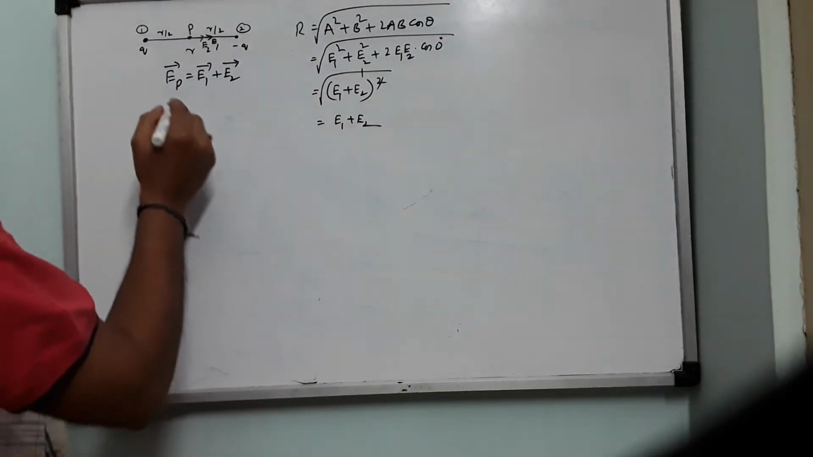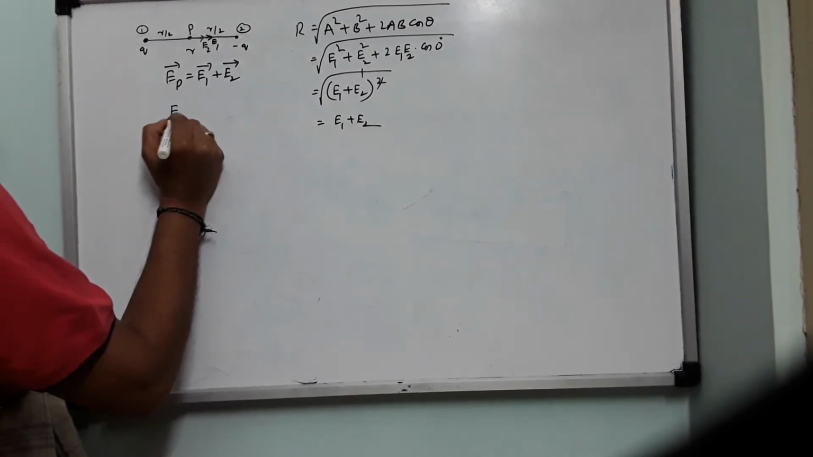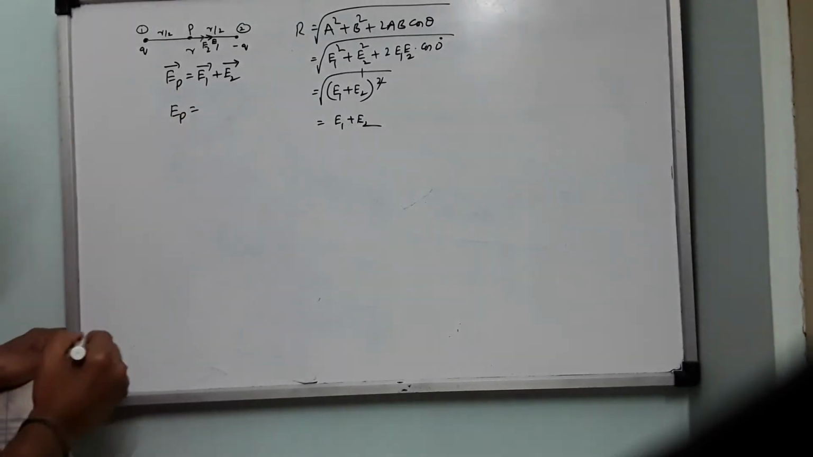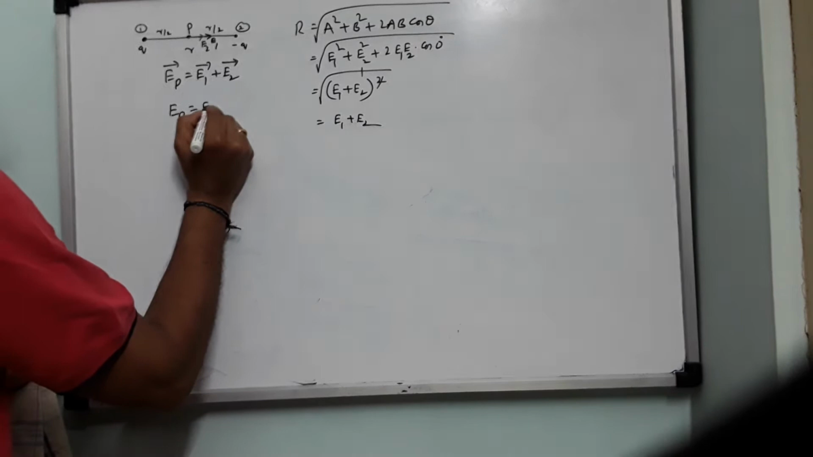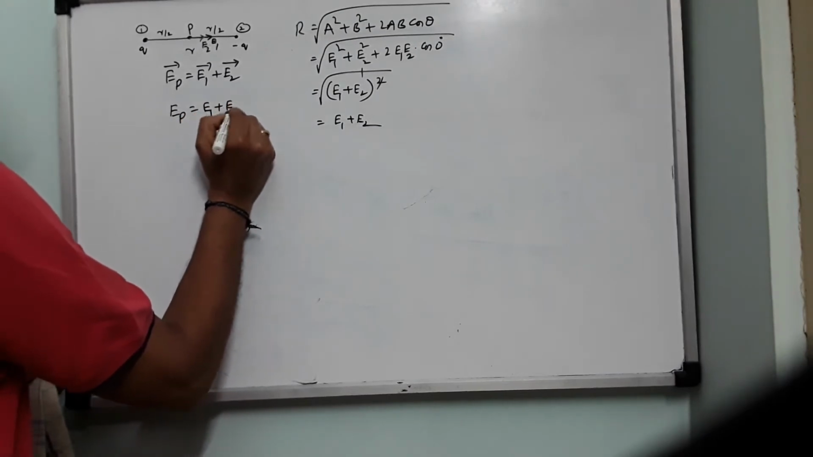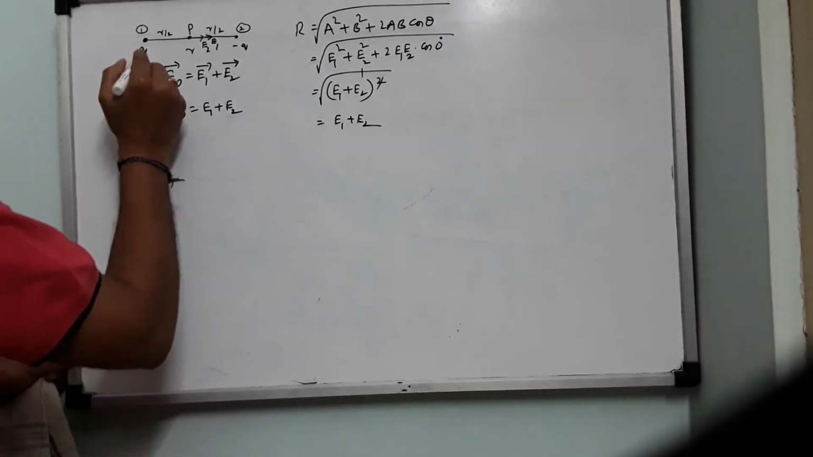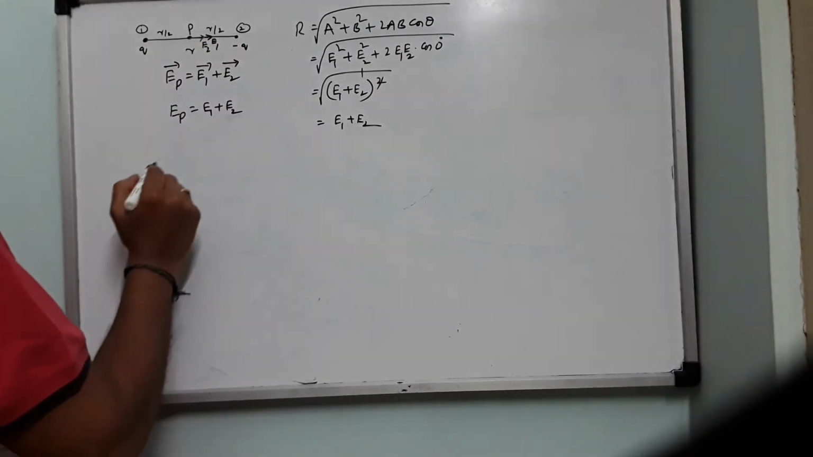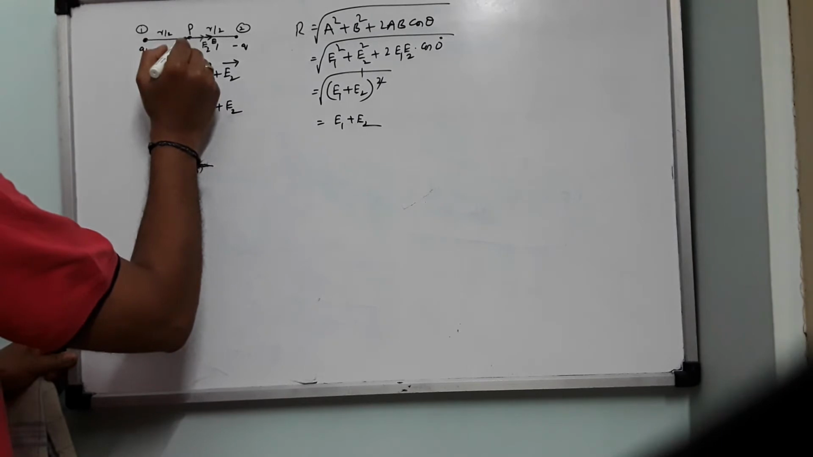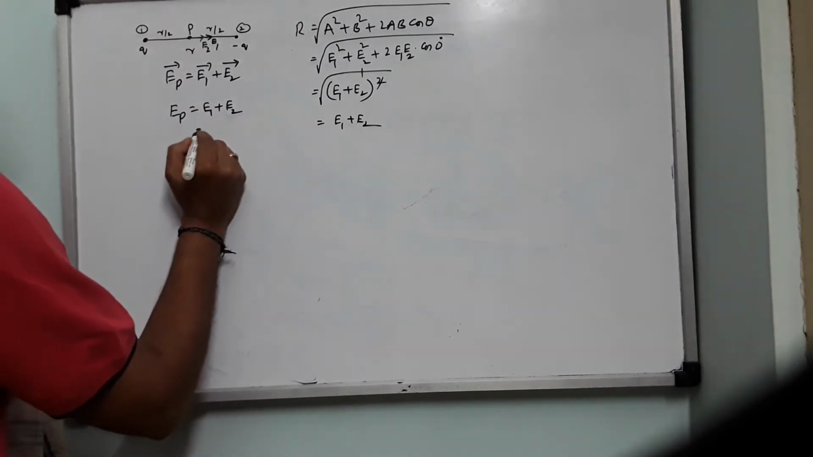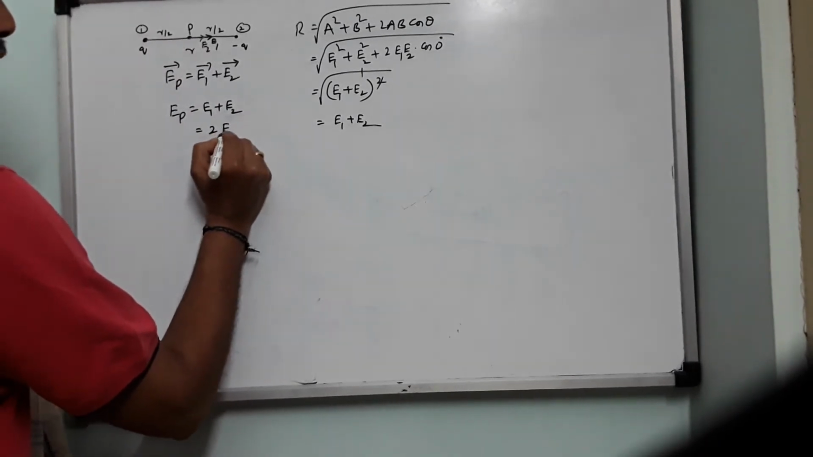Now just look at this one. The vector concept is now changed into a scalar. Now EP equals E1 plus E2. So now you can add them. But you see that q and q are equal in magnitude. They are at the same distance from point P. So therefore these two will be equal. This will be say 2E.